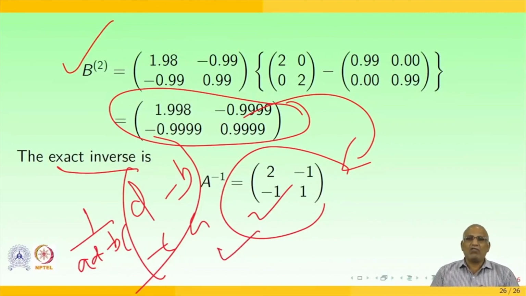So in today's lecture, what we learned is how the iterative method converges, and I proved that the iterative method has quadratic convergence.